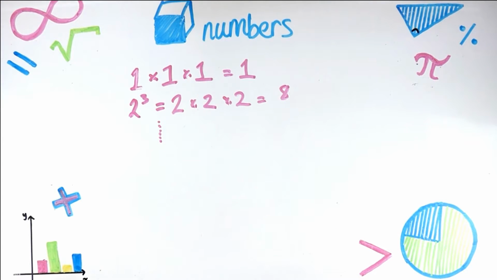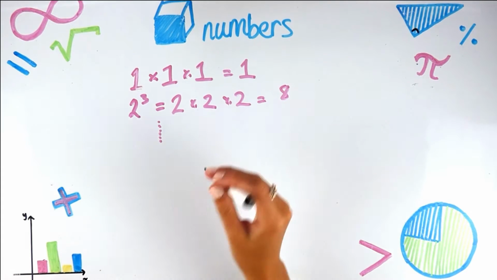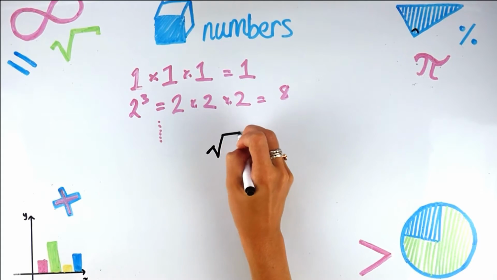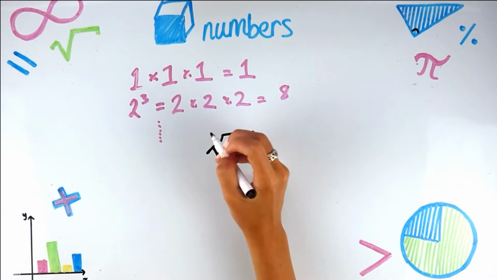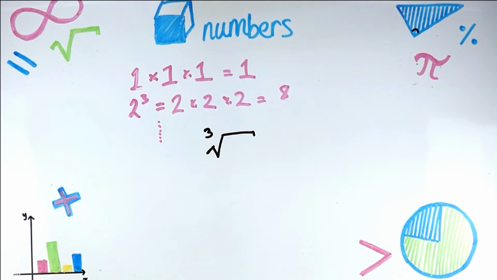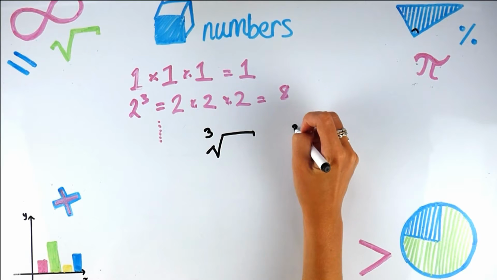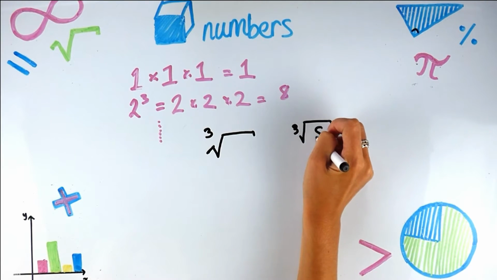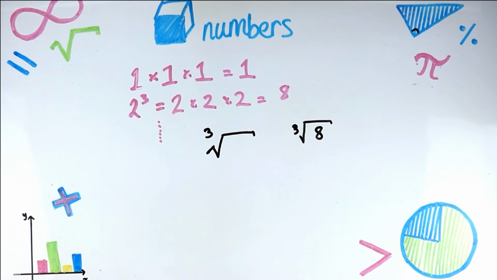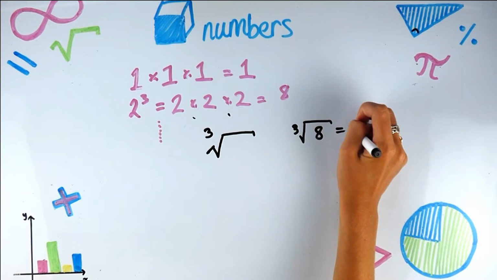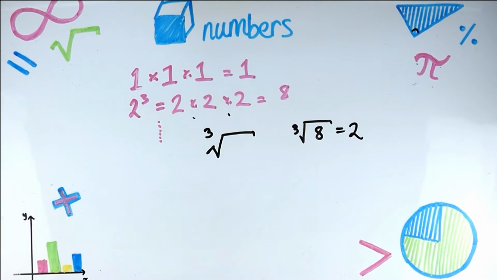The inverse operation for cubed would be cube root. The sign for that would be the root again, but with a little 3 here. For a square root, there's kind of an invisible 2. So for example, if I had the cube root of 8, in English terms, that is saying what multiplied by itself, again, gives me 8. And we know that is equal to 2. You can do it by trial and error.